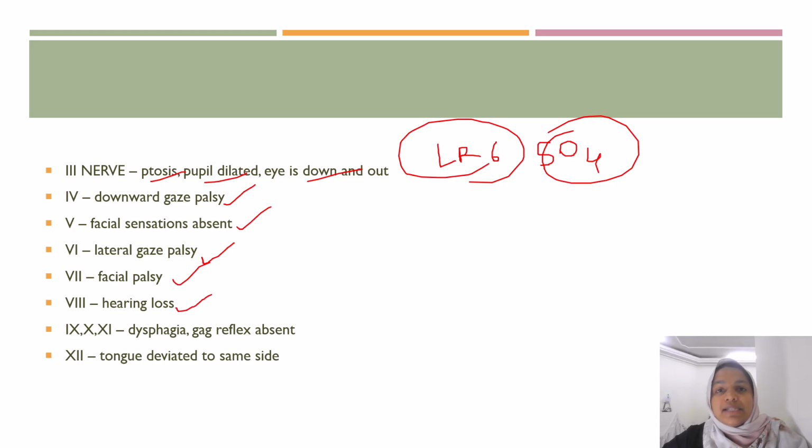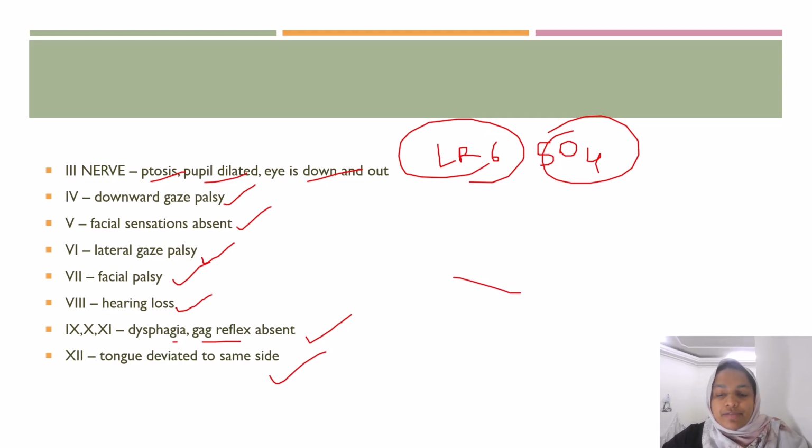Eighth cranial nerve is concerned with hearing loss because that is the one carrying the hearing sensation. 9, 10, 11 are concerned with dysphagia, and the gag reflex can be absent. Also in the 10th cranial nerve, there can be hoarseness of voice because the recurrent laryngeal nerve is a branch of the vagus nerve or 10th cranial nerve. 12th cranial nerve, on protruding the tongue, it will be deviated to the same side of the lesion.